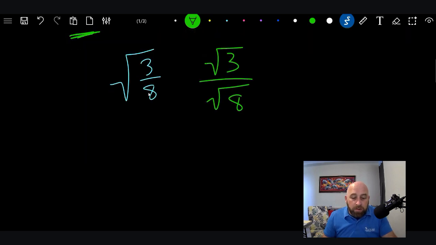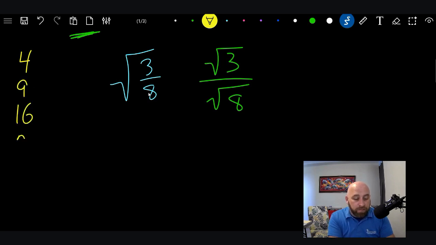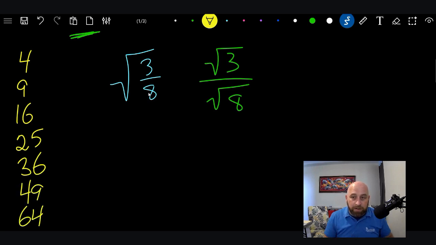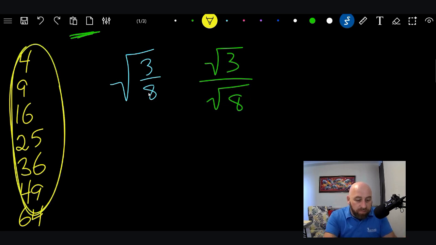So here's what we want to do. Here's what we're focused on. We're focused on taking this number to a perfect root. What does that mean? Well, let's write our perfect roots. 4 is a perfect root. 9 is a perfect root. 16 is a perfect root. 25 is a perfect root. 36 is a perfect root. 49 is a perfect root. 64 is a perfect root. Okay, we'll stop there. We want to find something that we can multiply times 8 that will give us one of these numbers.